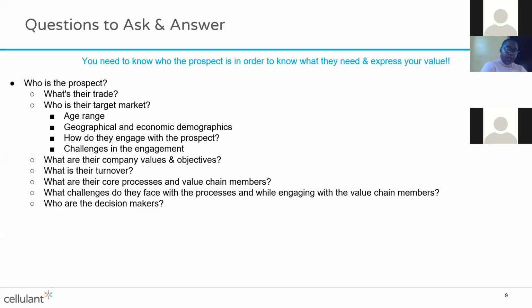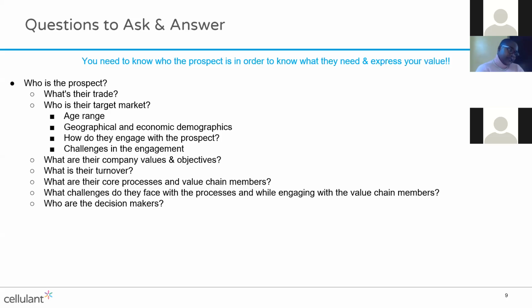engagement. You also need to understand what their values and objectives are as a business, what their turnover is, because it's nice to know how large the business is, which also helps you determine how large your opportunity is if you were to work with them. It's also very important for me to understand the prospect's core processes and the members of their value chain.